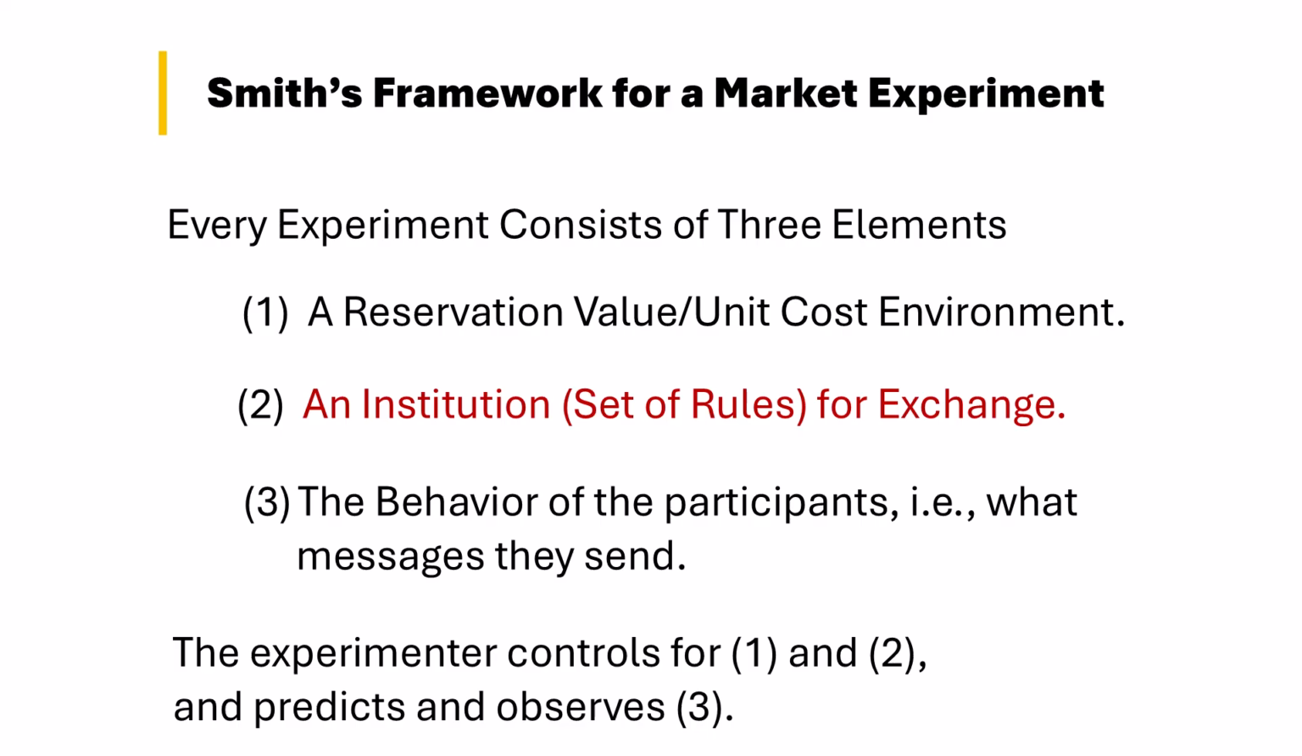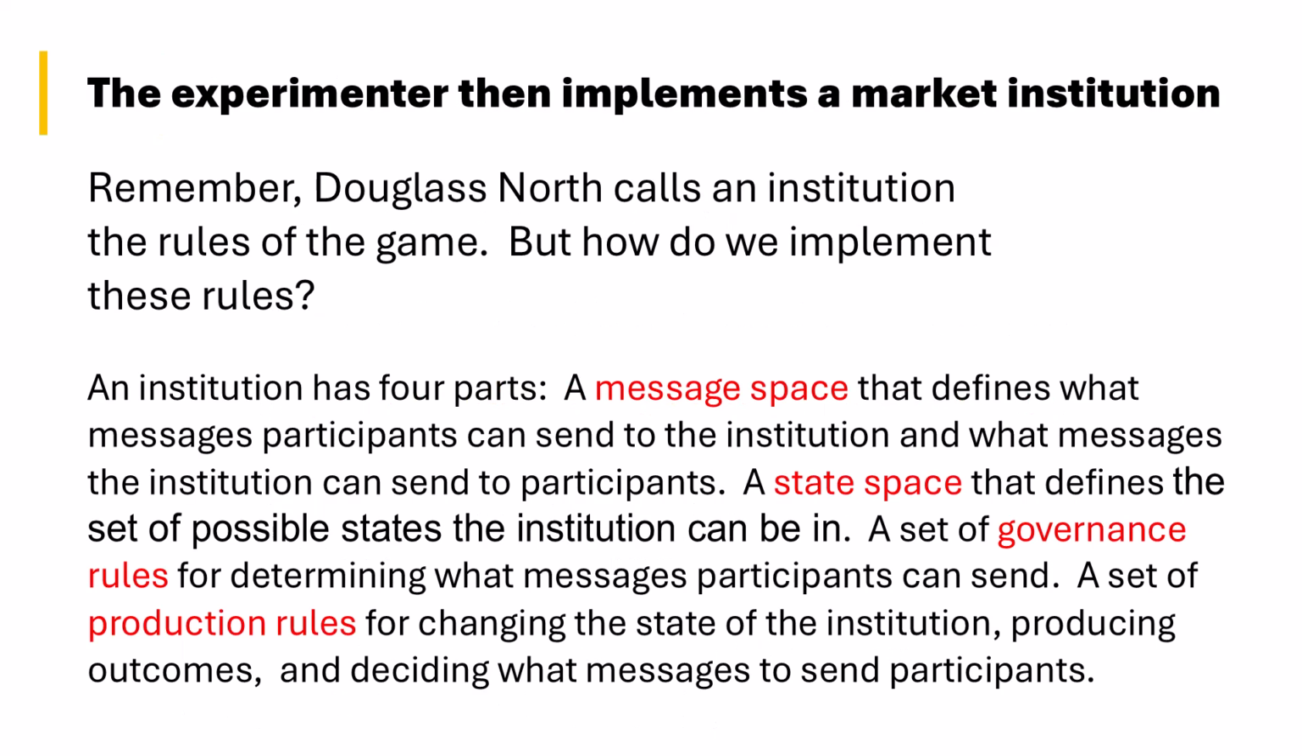Now that we have defined values and costs, we can proceed to defining the market institution. A market institution has 4 parts. First, an institution has a message space that defines all the messages that can be sent between the participants and the institution. Second, an institution has a state space that defines the set of possible states the institution can be in. Third, an institution has a set of governance rules that determine what messages subjects can send to the institution.